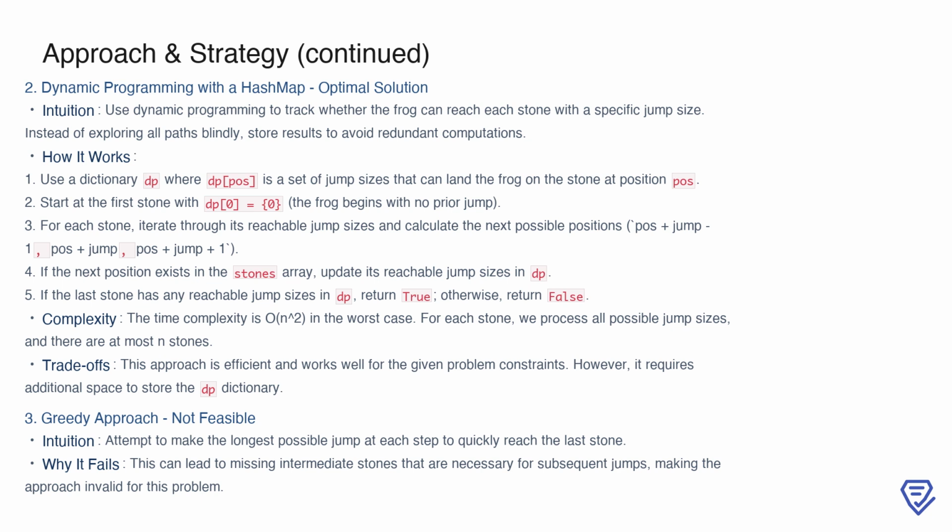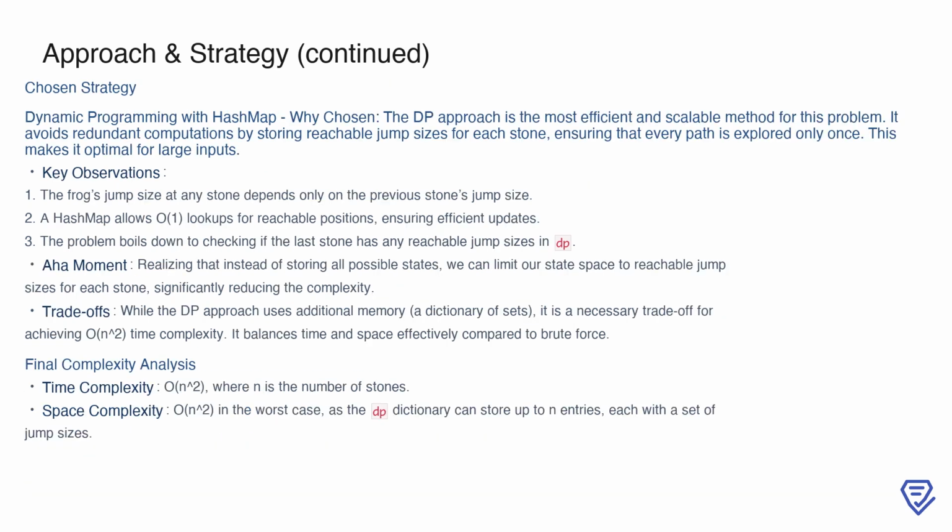in redundant calculations. On the other hand, a greedy approach, which tries to make the longest possible jump at each step, fails because it risks skipping necessary intermediate stones, making it infeasible for this problem. The dynamic programming solution with a hash map is the chosen strategy for this problem because it balances efficiency and scalability. By storing only the reachable jump sizes for each stone, we ensure that every path is explored only once, avoiding unnecessary recomputation. This makes the approach optimal for large inputs.